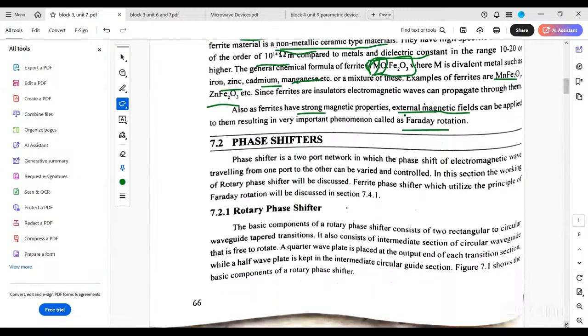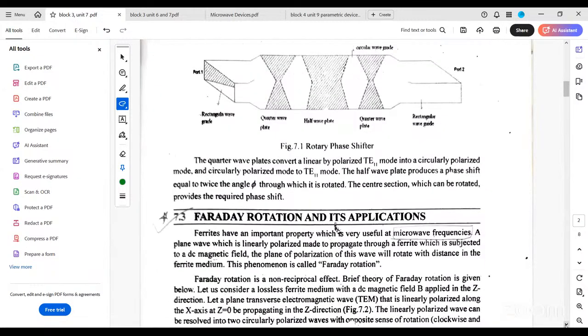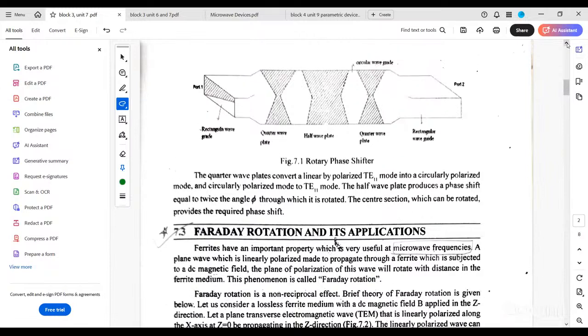Phase shifter means changing of phase. Changing of phase from input to output is called a phase shifter. First, we will discuss the diagram. On one side I have a rectangular waveguide. Which waveguide? Rectangular shape waveguide. Rectangular means box-like edges. The two edges are box shaped. So in port 1 and port 2, the two output edges are in box shape. That is rectangular waveguides.